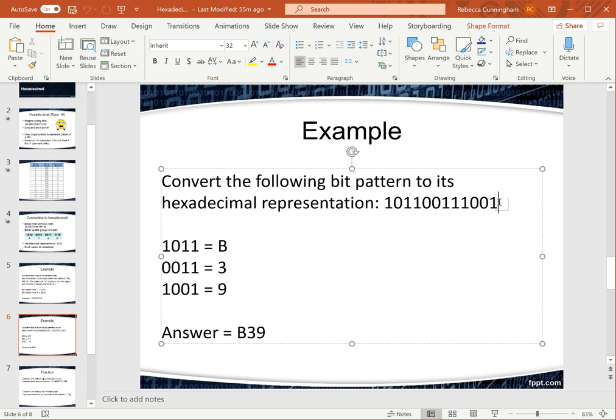So 1001 is 9, and if you go look that up in the chart, you'll see that that's 9. And then the next 4 I'm grabbing are 0011. I know that's 3. And then the last 4 that I'm grabbing, 1011. Again, you may have to look that up in the chart, but it's B. So the way you would write this is that this bit pattern is equal to 9 3 B, or 93B. That would be the answer that you would type in.